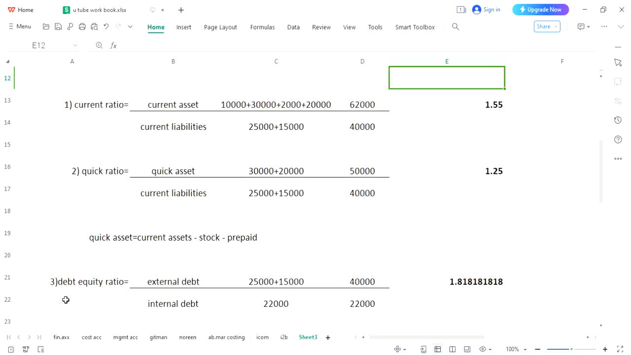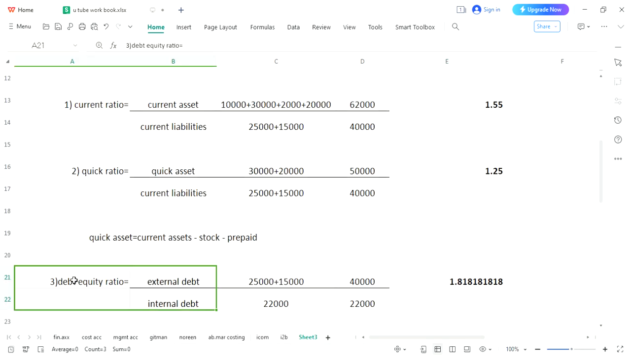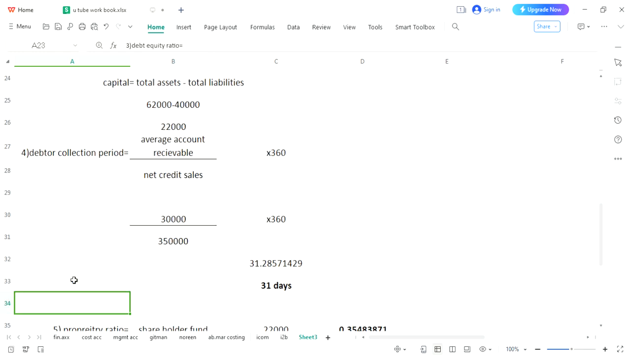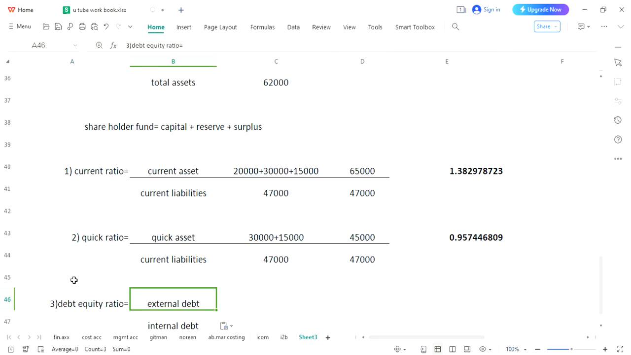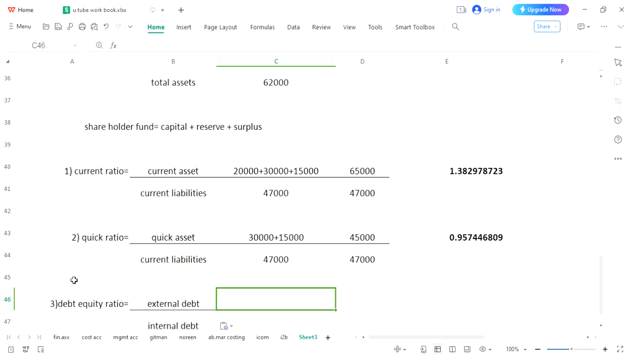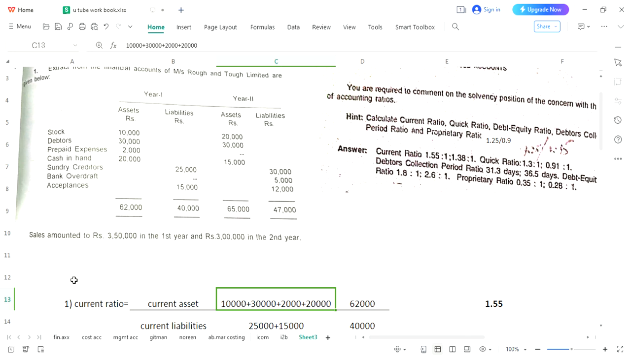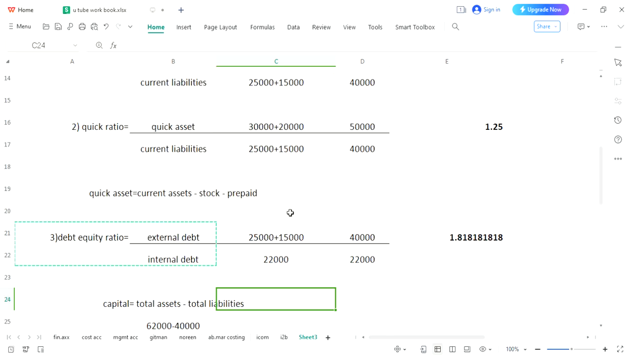Now third ratio, again what we are going to do, just copying to save our time. We need to have external debt equity ratio. External debts are already mentioned. These are three external debts: 47,000, 35 and 12.